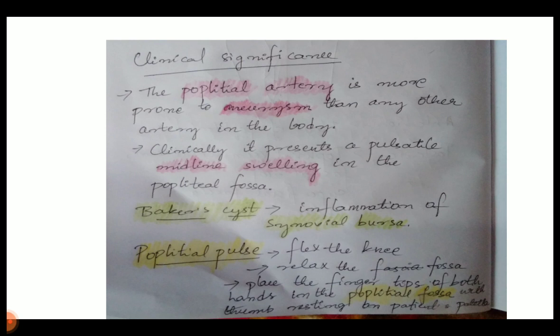And second is the Baker cyst. It is the inflammation of the synovial bursa. Popliteal pulse: flex the knee to relax the fossa, and place the fingertips of both hands in the popliteal fossa with the thumbs resting on the patient's patella, so we can feel the popliteal pulse.